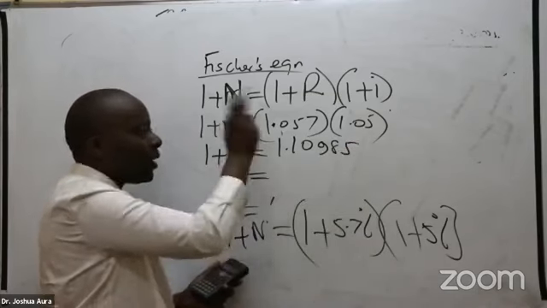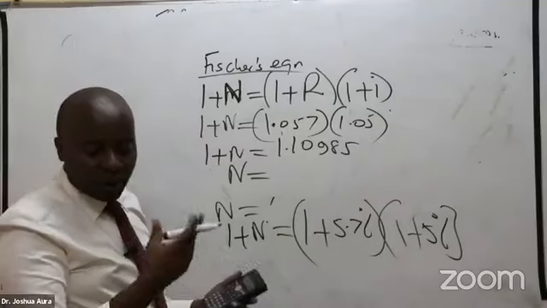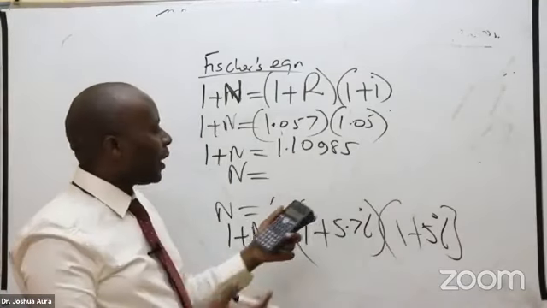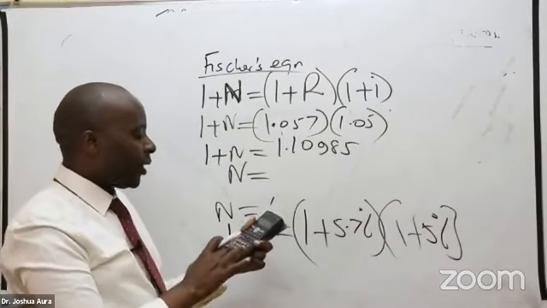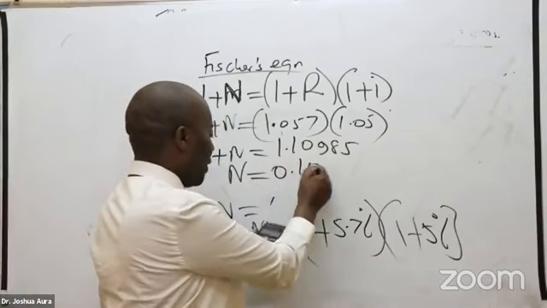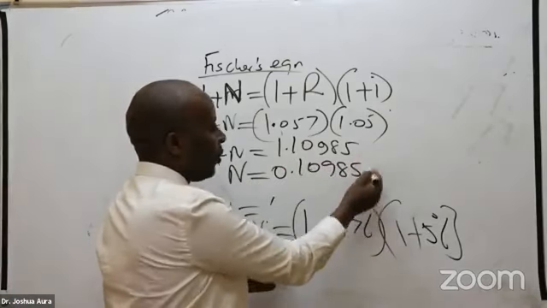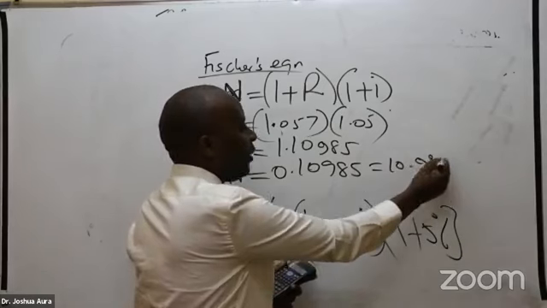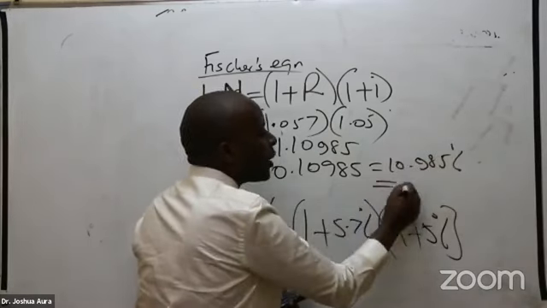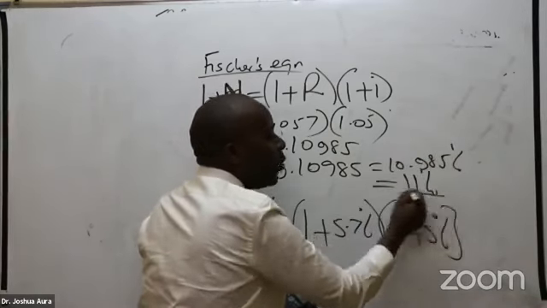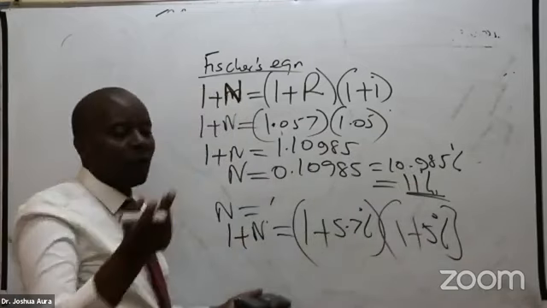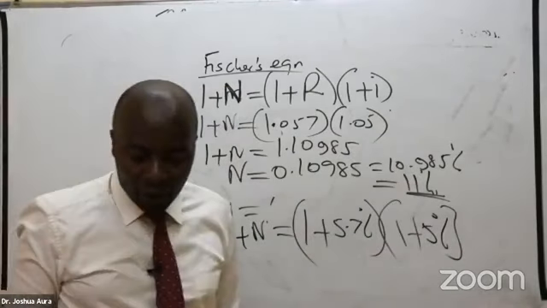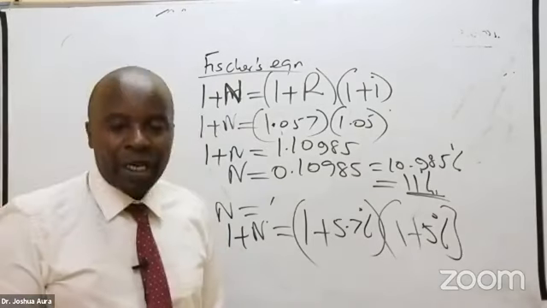I want to be left with the nominal alone, so take the 1 to the other side. If you take the 1 to the other side, it will be minus 1. So this will be 0.10985, which is the same as 10.985 percent. For purposes of discounting my cash flows, I would rather we round this off to 11%.